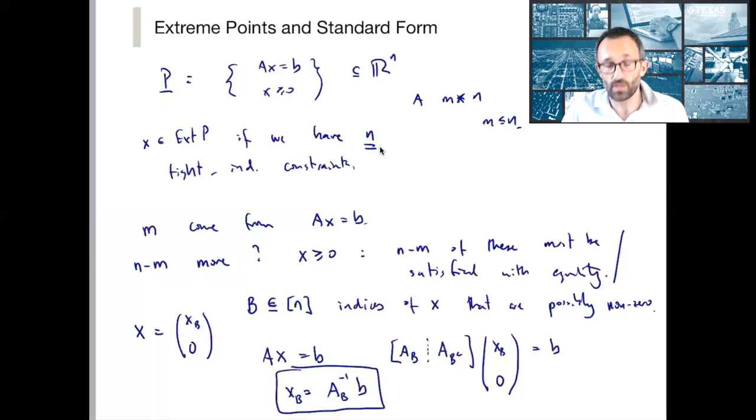Because what does this story on this slide tell us? It tells us that you choose a subset of m of the columns of A, and that corresponds to an extreme point. Again, to be precise, it corresponds to an extreme point if A_B inverse b is greater than or equal to 0. So it really is an n choose m type of story here. It really showcases the combinatorial flavor.